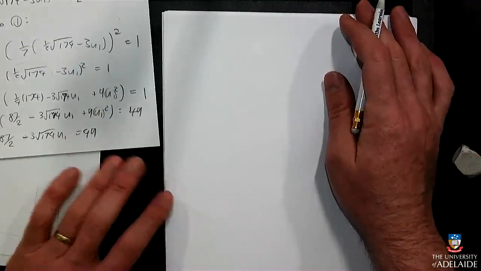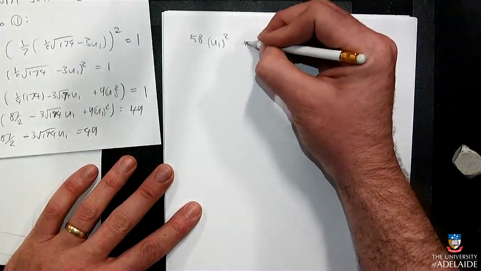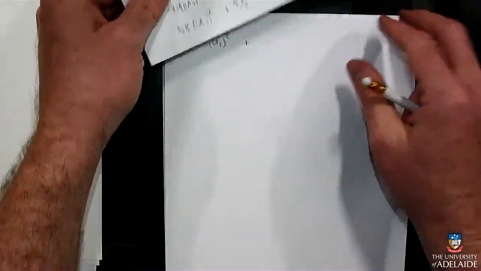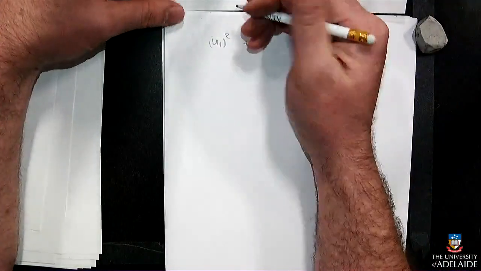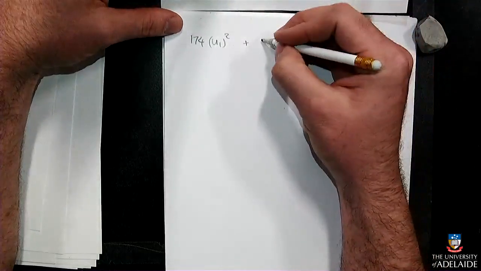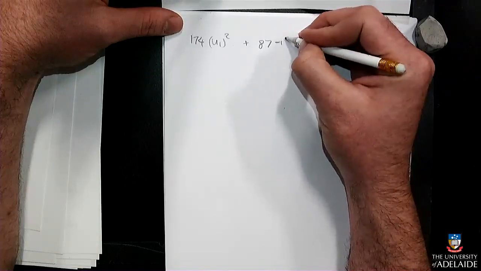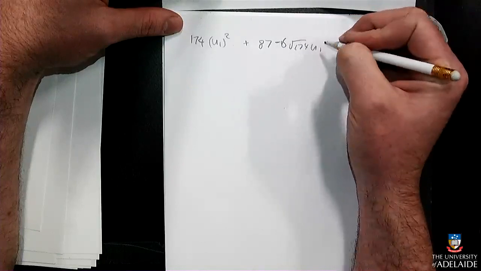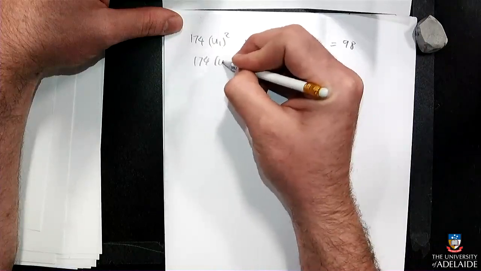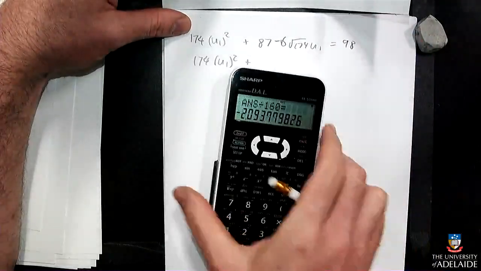And so I actually have 58 u1 squared plus, well, let's just multiply everything by 2 from this stage, just to get rid of this 2 here. So 58 times 2 is 174, and that's 87 minus 6 root 174 u1 is 98. And 87 minus 98 would be minus 11.